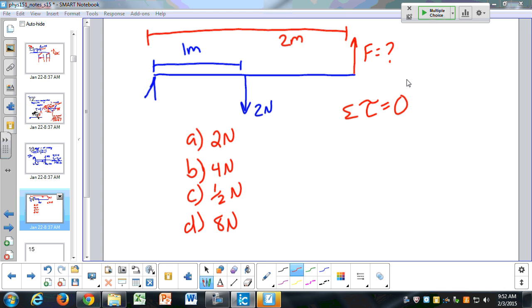Alright, let's say this is 4 newtons. What is the force required, F, to make it balance, so that it's in equilibrium?